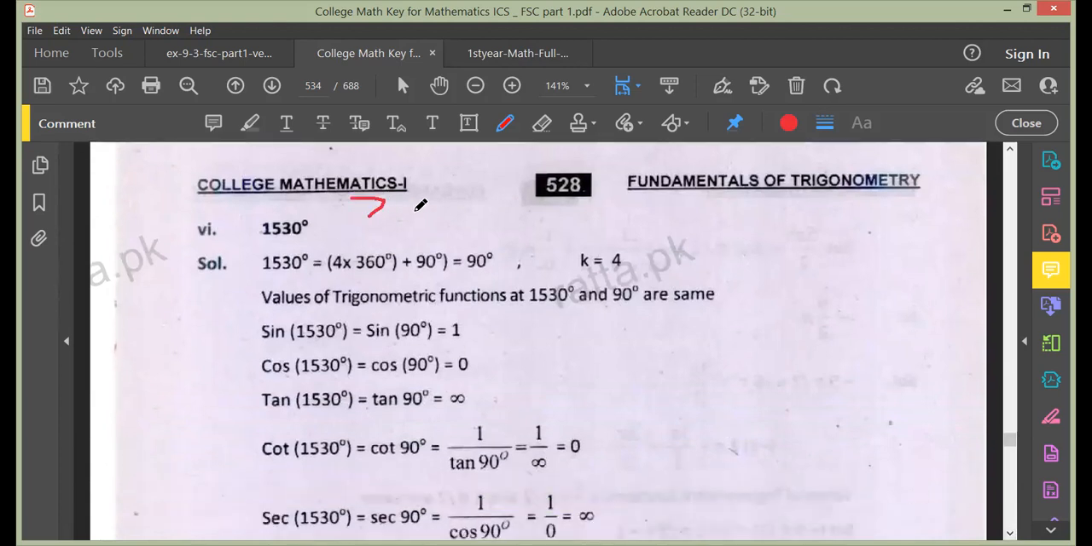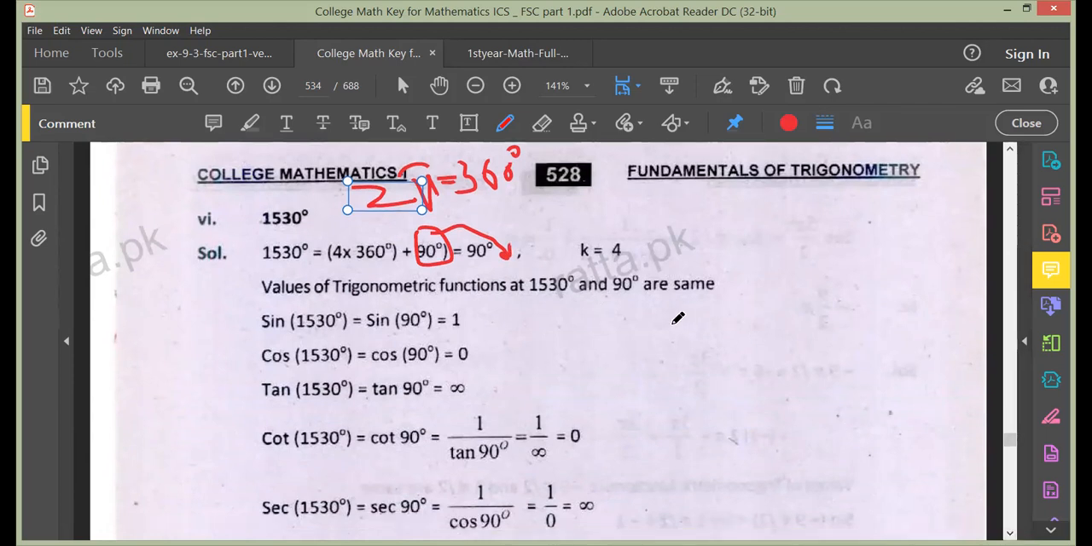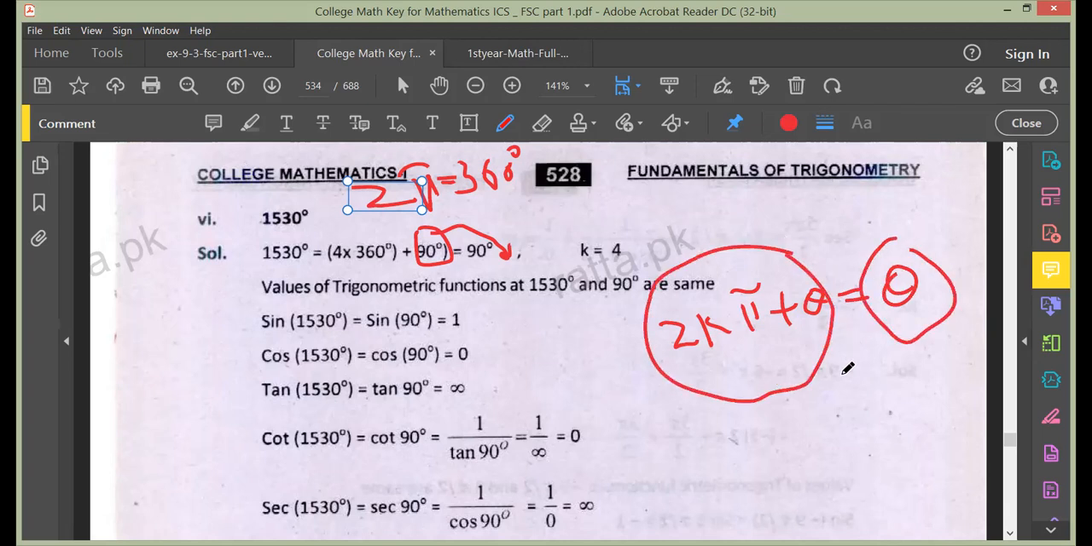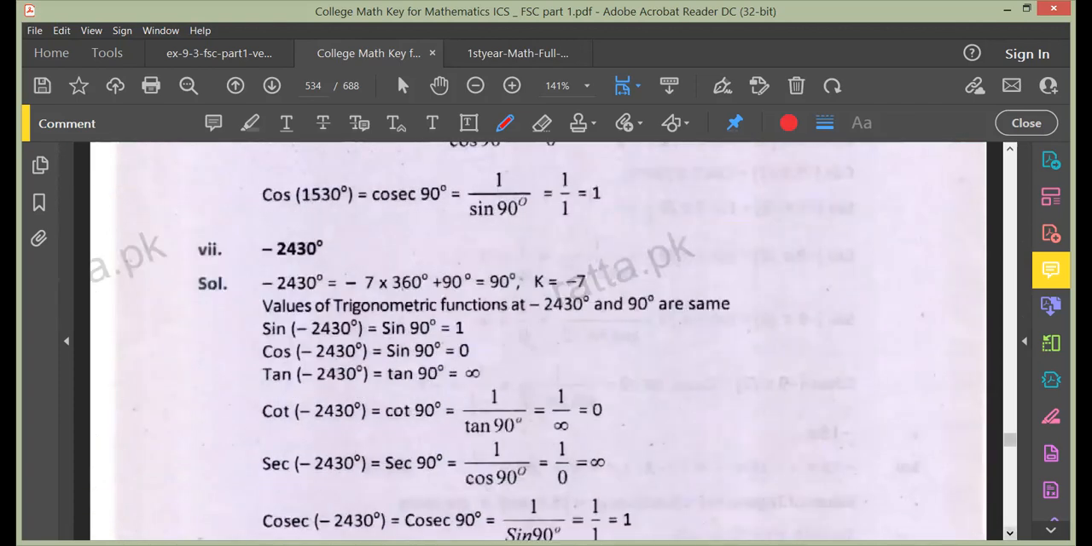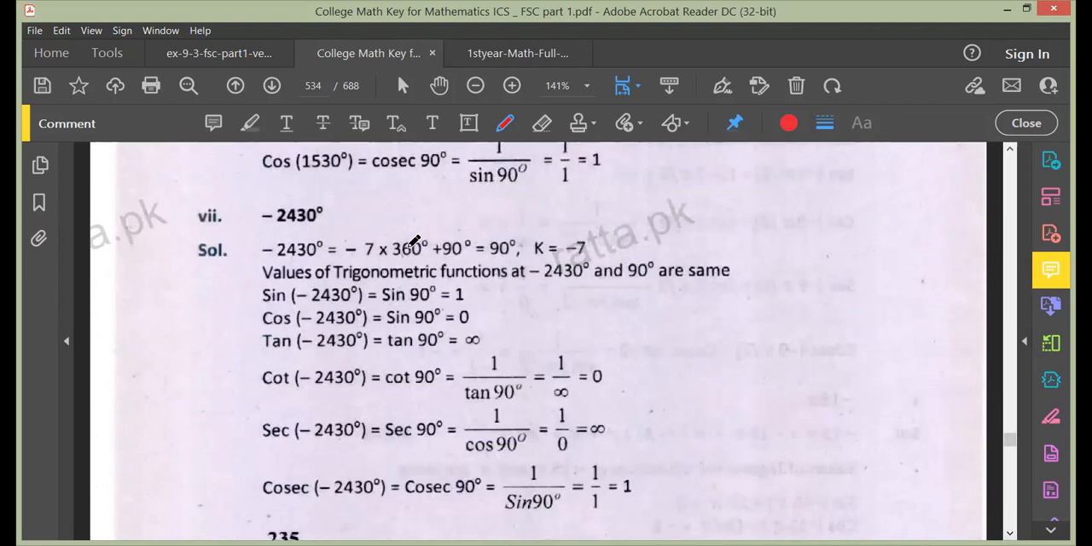Similarly, for the fifth part of this question, 2 pi is equal to 360 degrees. So you will write 2 pi multiplied by 4 plus 90. This 90 will be used in other trigonometric ratios, because you know that 2k pi plus theta will be equal to theta. The values at this angle and this angle will be the same. So we are applying this procedure for this question. Similarly, we will apply the same procedure for this.